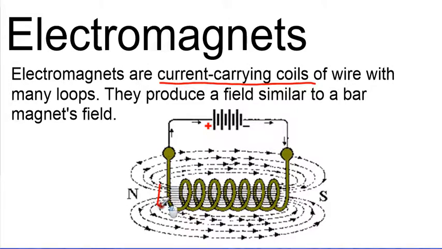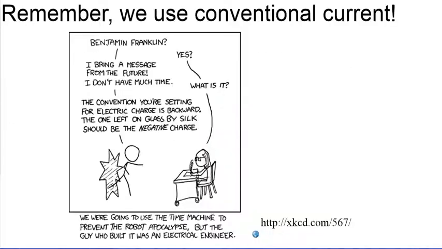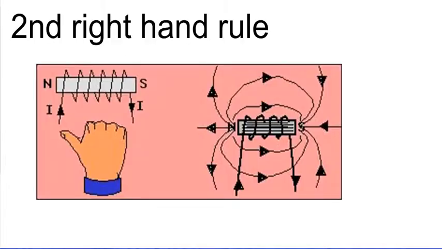So we could actually overlay a bar magnet here if we wanted to, and the magnetic field would be the same or very similar. Now what we have to be careful of here is we use conventional current for this, which, remember, goes from positive to negative, even though we know that the electrons are what move. And so I found this funny comic from XKCD, and you can see the link there. Read through that, and we'll move on.